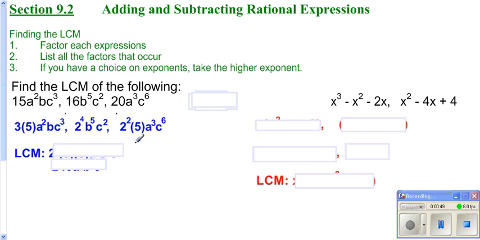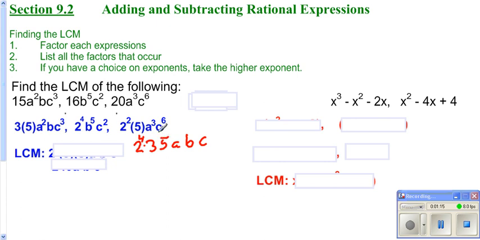When you look at the bottom, you have not denominators here, just expressions. You have 2's, 3's, and 5 that show up, along with an A, a B, and a C. When you look at your 2's, you could have a 2 squared or 2 to the 4th. You always got to take the higher exponent. Your 3 only shows up once, so you just leave it as is. Your 5, you have 5 to the 1st or 5 to the 1st, so you leave it as that.